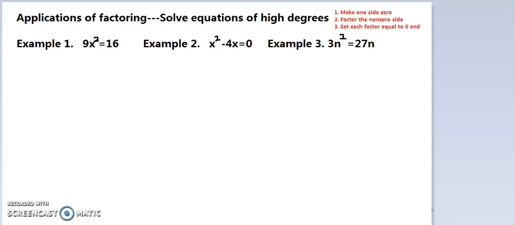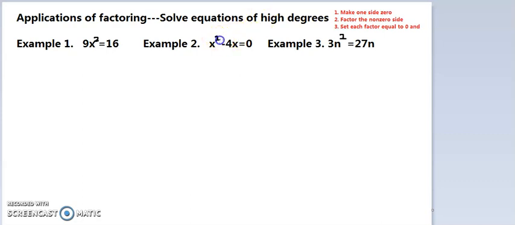Now we're going to look at the applications of factoring: solving equations of high degrees. High degrees means that the equation has x squared, x cubed, or x to the fourth. Okay, so let's review the steps of solving equations with high degrees.